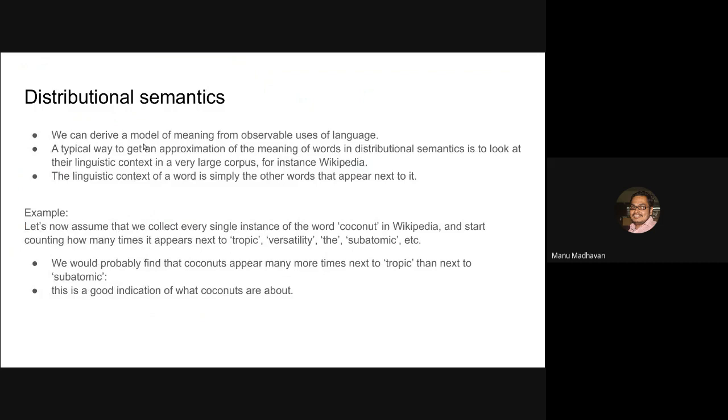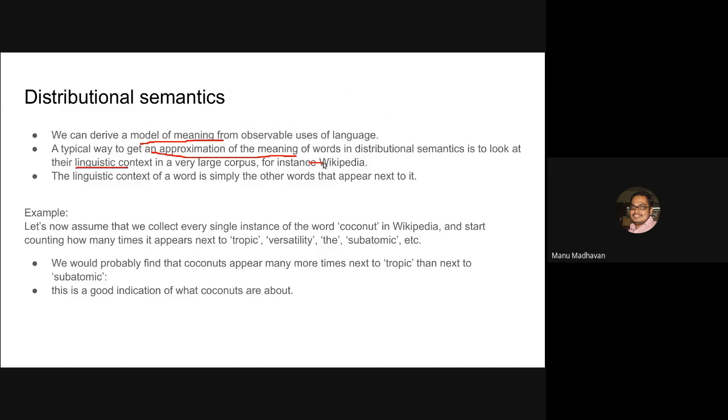So we need to derive a model of meaning from observable usages in language. How it is used in a language, based on that, we can identify a model that can represent this language. A typical way to get an approximation of the meaning of a word in distributional semantics is to look at its linguistic context in a very large corpus.